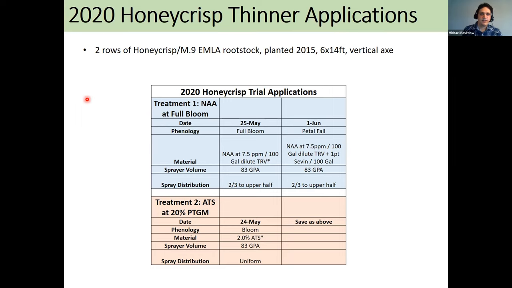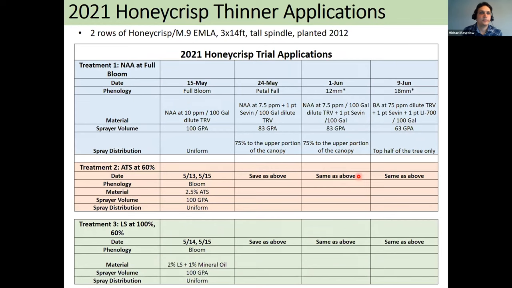And again, you can see our first treatment was a traditional NAA at full bloom, and our other treatment was ATS. And this one actually went on a bit earlier at 20% pollen tube growth model development. So for this trial, we only did one application. And then these were both followed up with a petal fall treatment.